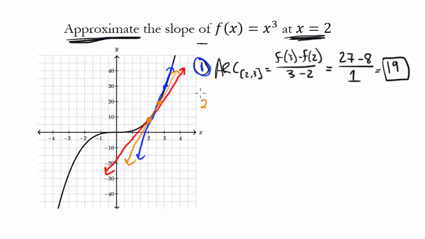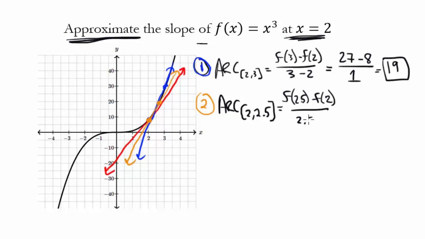So let's try it. What would it be, the average rate of change between the point 2 and the point 2.5? We're getting a little closer to just the slope of the line at the point 2. So it's another approximation. We could do f of 2.5 minus f of 2 over 2.5 minus 2.